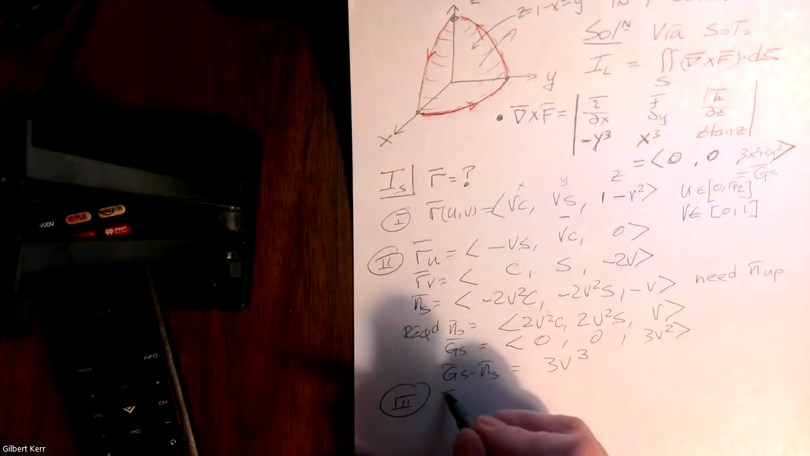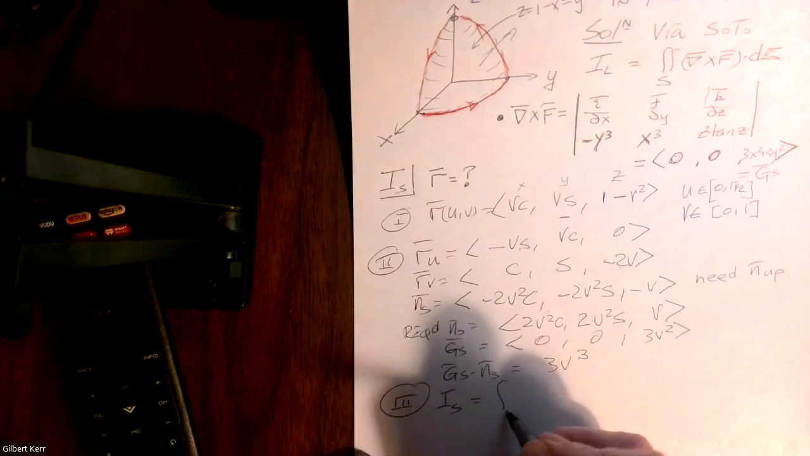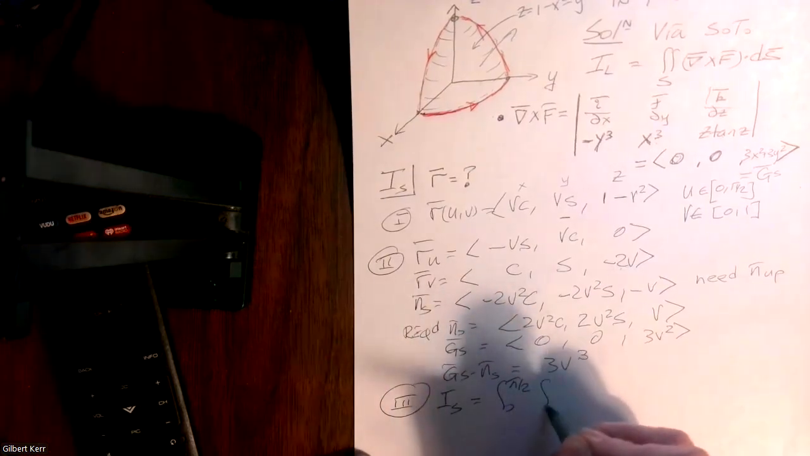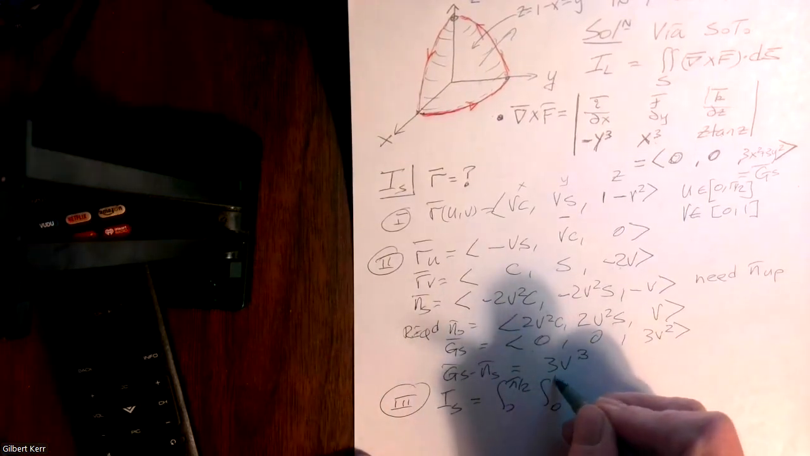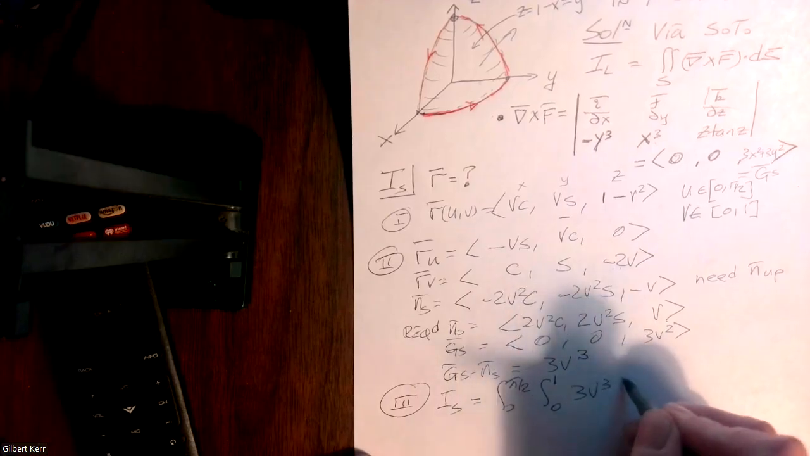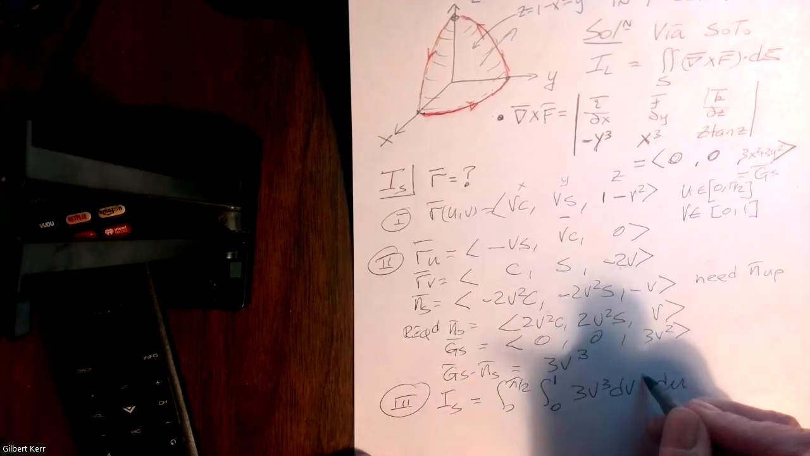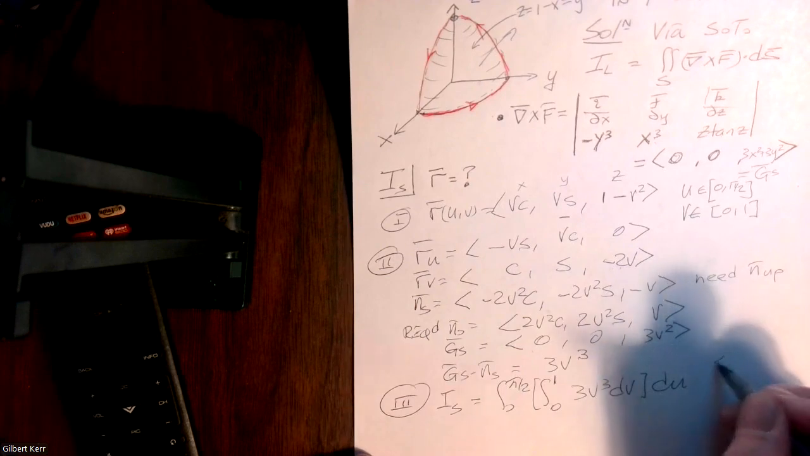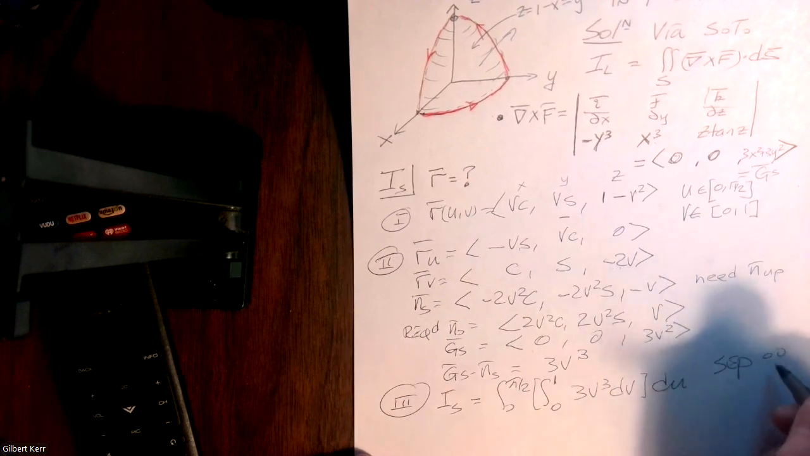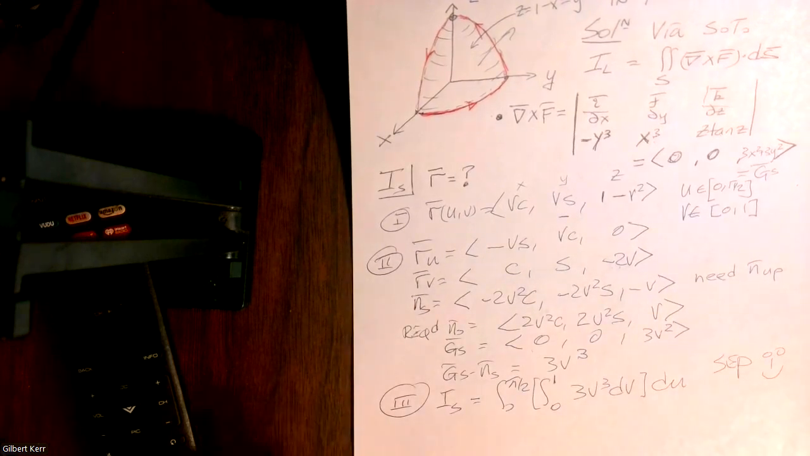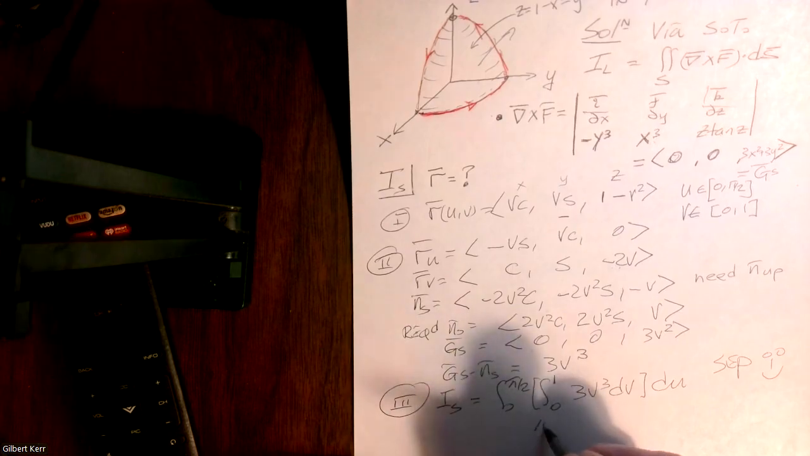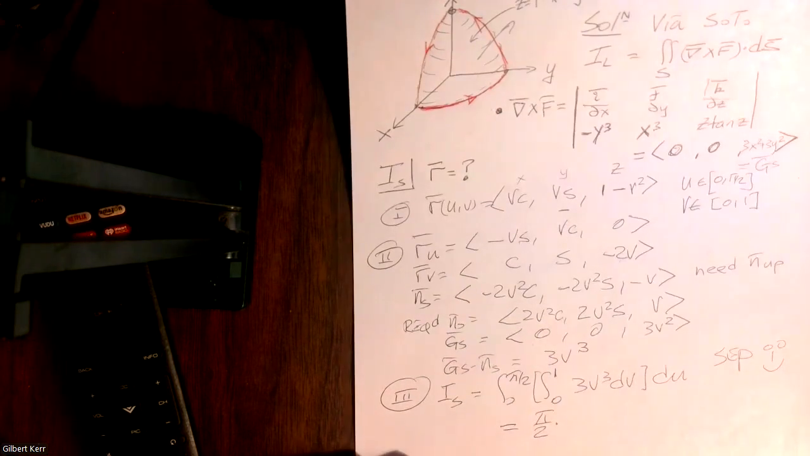So for the surface integral, 0 to pi by 2, 0 to 1, 3v cubed dv du, which is going to be separable. For the u part, we're just going to be kind of integrating 1. Now, that will give us a pi by 2.